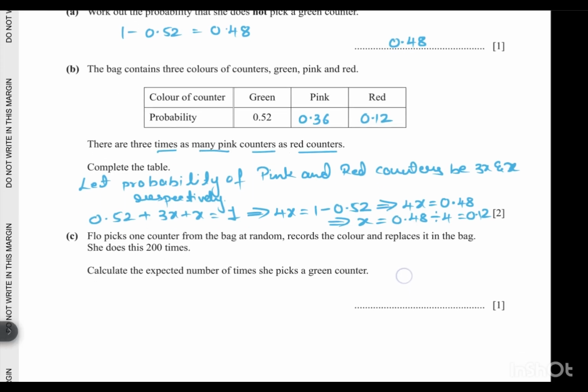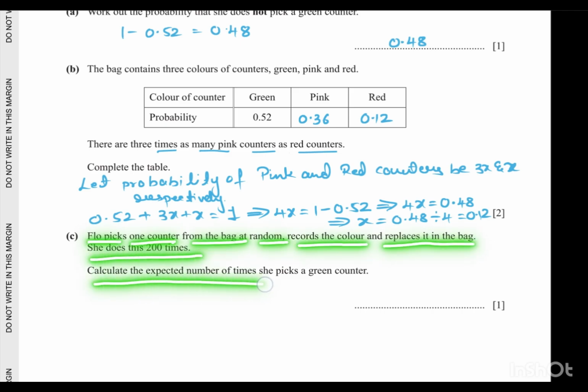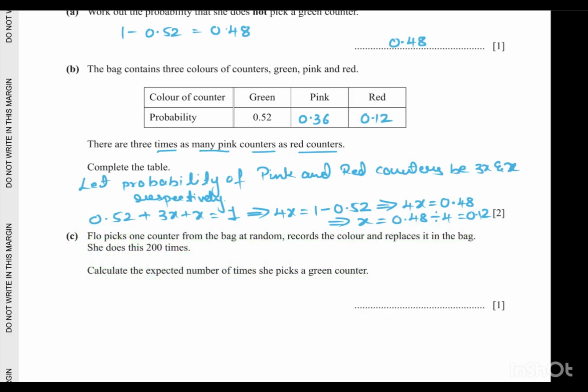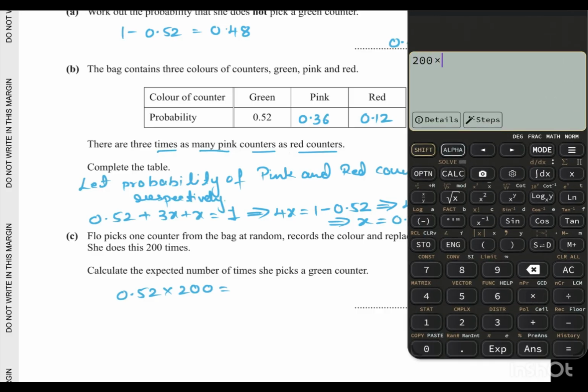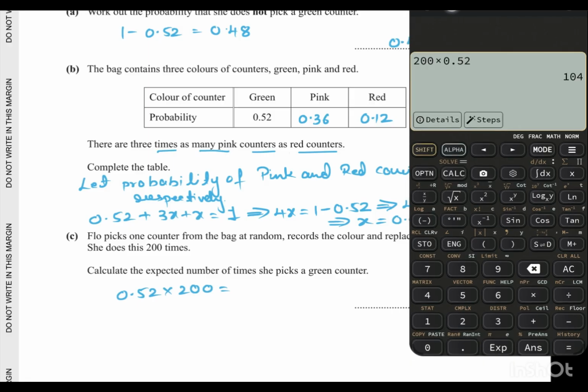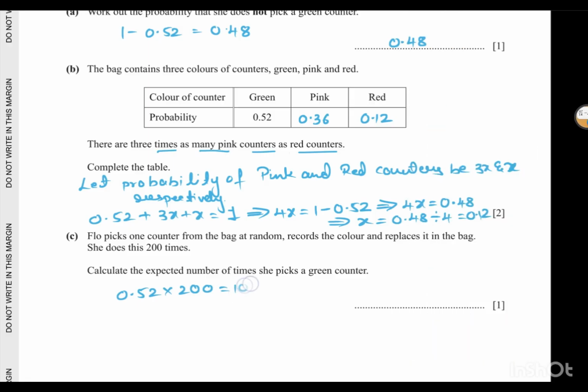Now question C. Flo picks one counter from the bag at random, records the color and replaces it in the bag. She does this 200 times. Calculate the expected number of times she picks the green counter. So when the frequency is given, we just multiply the given probability of green, that is 0.52, by 200. So it is 200 into 0.52. It is 104 times you get the green color counter.